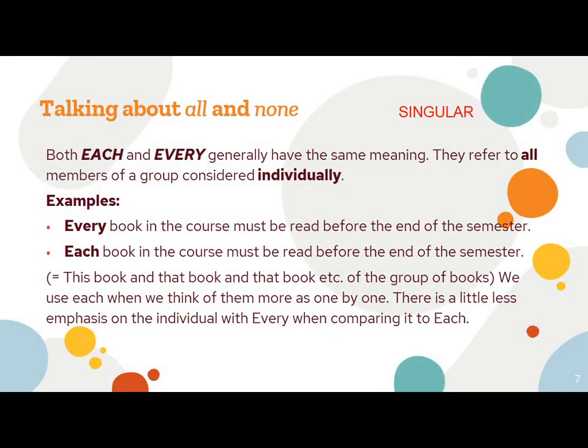Now we're going to start getting ready with the explanation of each one. So first of all, we're going to have two determiners, and we're going to use these determiners all the time with singular nouns. They can be each and every.